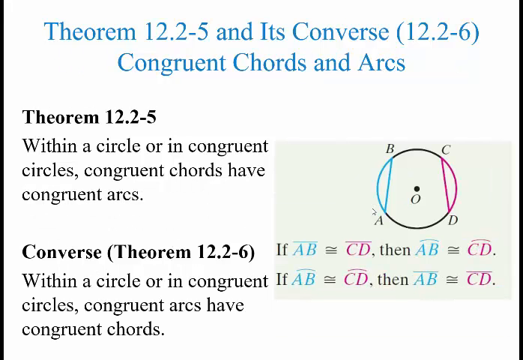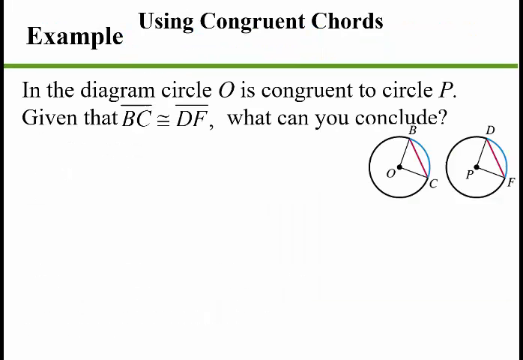Theorem 12.2.5: within a circle or in congruent circles, congruent chords have congruent arcs. Obviously if chord AB is congruent to chord CD, then arc AB is congruent to arc CD, and its converse is the same. If arc AB is congruent to arc CD, then chord AB is congruent to chord CD. I think all those theorems make sense.